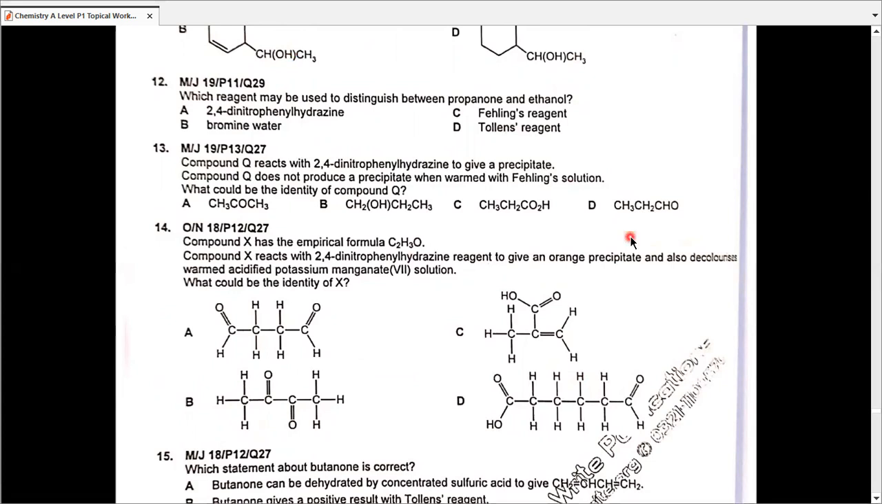Alpha. Perfect. Moving on. Thirteen is alpha as well. That was easy. 14.